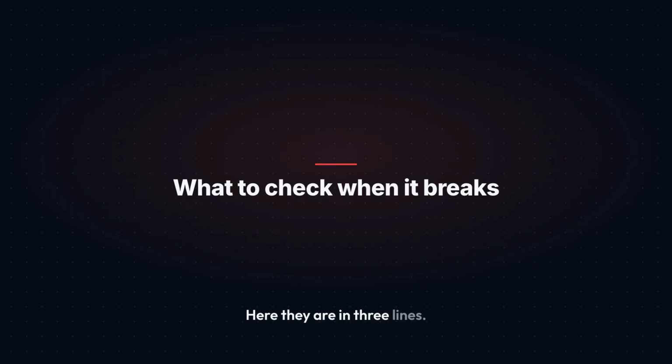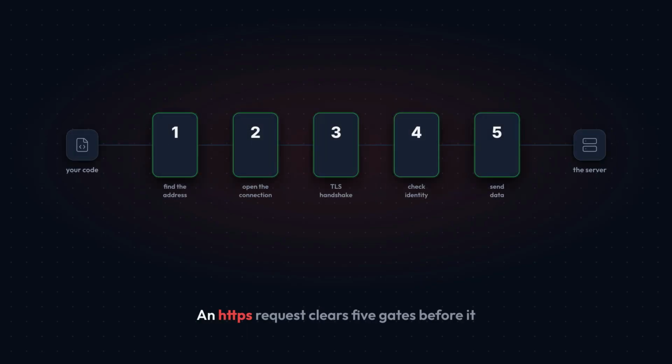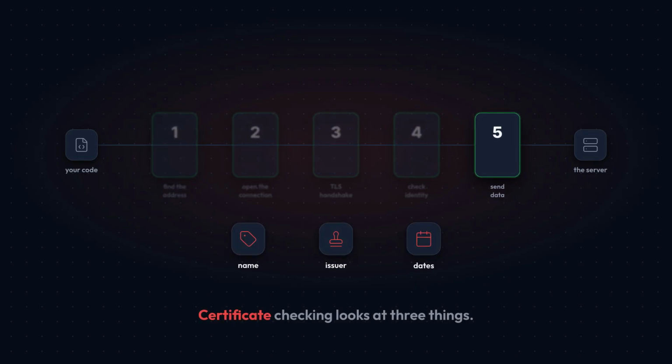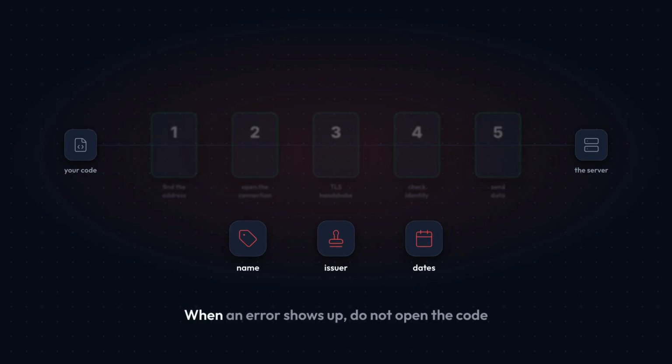Here they are in 3 lines. 1. An HTTPS request clears 5 gates before it sends anything. Only the last one is actually talking. 2. Certificate checking looks at 3 things: the name, the issuer, and the dates. 3. When an error shows up, do not open the code first, look at those 3. Turning the check off only removes the error, not the risk.